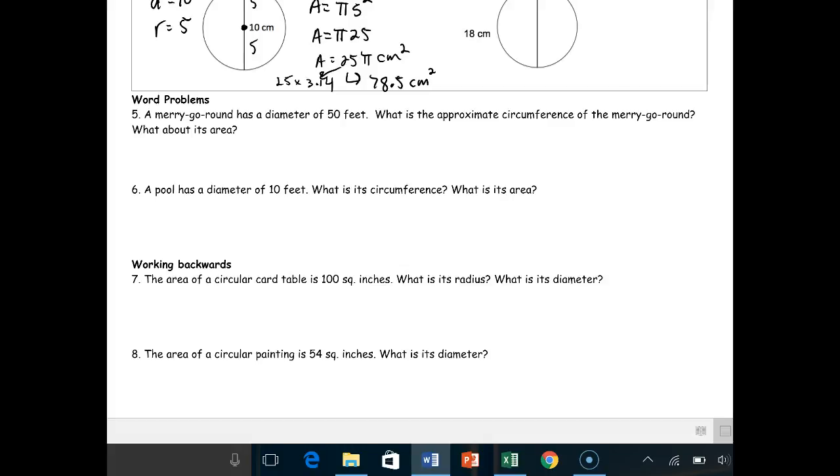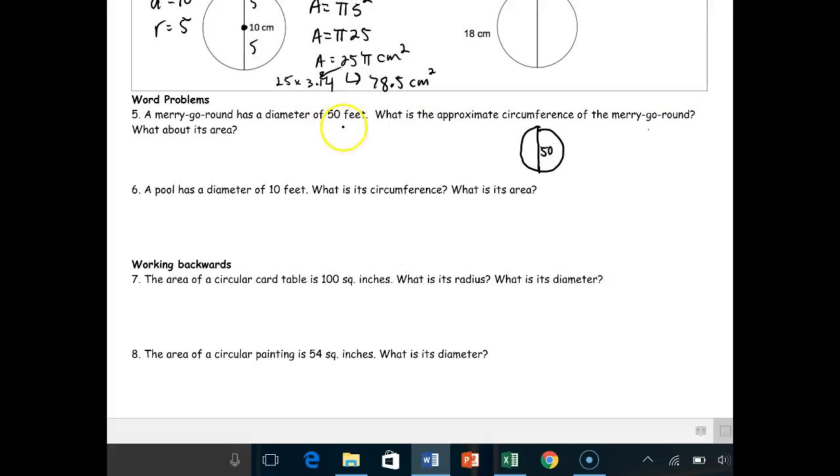So a merry-go-round has a diameter of 50 feet. A merry-go-round is a circular ride, and it has a diameter of 50 feet, so a line that goes all the way across. Let's label 50. What is the approximate circumference of the merry-go-round? And then what about its area? So they want you to find both. There's two answers to this.